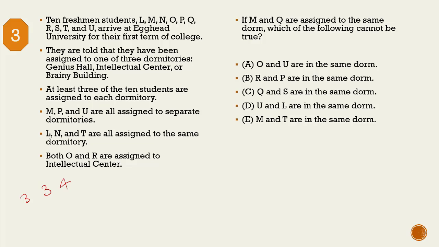M, P, U are all assigned to separate dormitories. So I'm writing it like this: M/P/U, and the slash is a way to let me know that I cannot combine them in any way. L and T are assigned to the same dormitory, so I am writing L and T as one group. Both O and R are assigned to Intellectual Center.